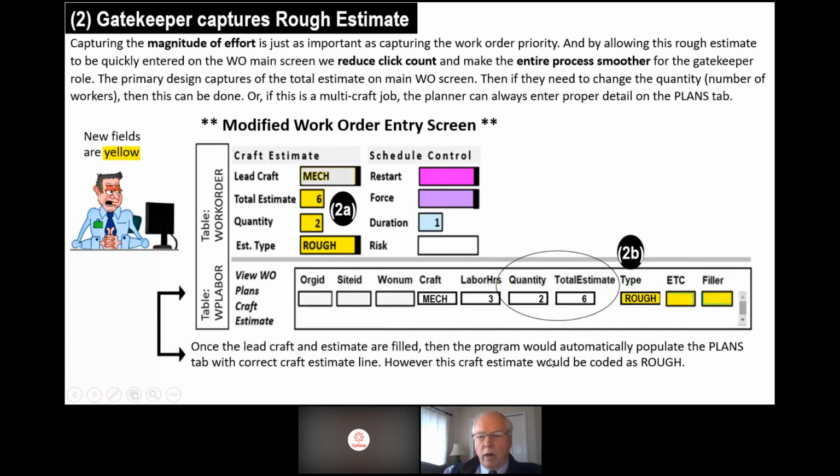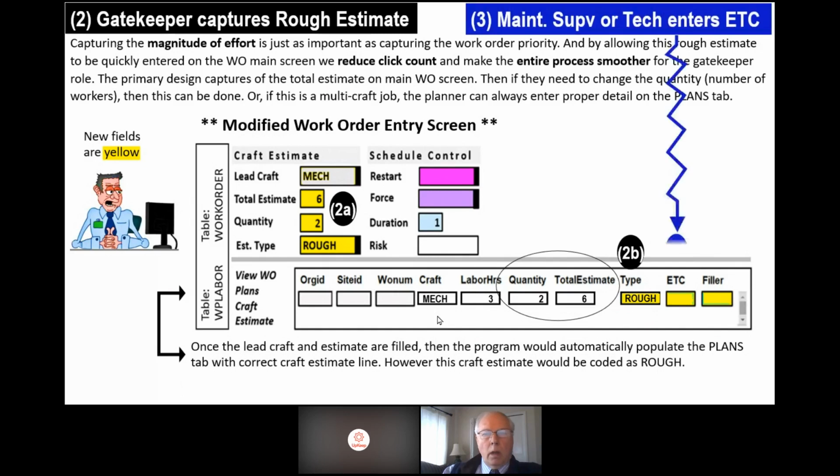Now when the formal planner comes in here, he'll override this, and maybe he'll even override the total estimate, yeah? So that's how this can work. The formal planner may also add a new line for a different craft. Say electrical, you need to tag out the electrical power before you start the work.